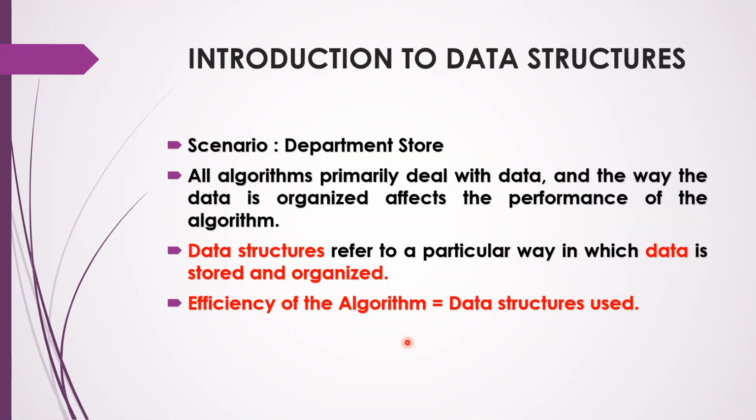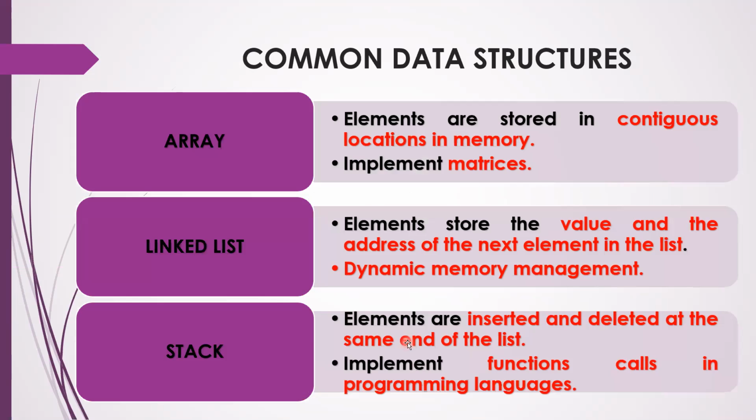And data structures, we saw what a data structure is. It is a way in which data is stored and organized. So the efficiency of the algorithm is directly proportional to the data structures used. Common data structures are array, linked list, stack. All these are linear data structures. Arrays are used to implement matrices. Elements are stored in continuous or contiguous memory locations.